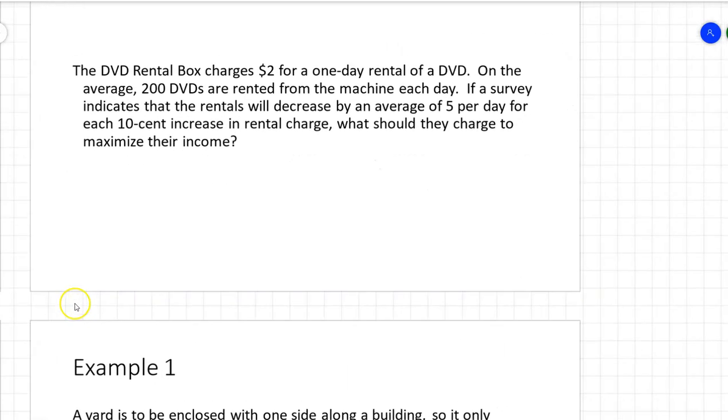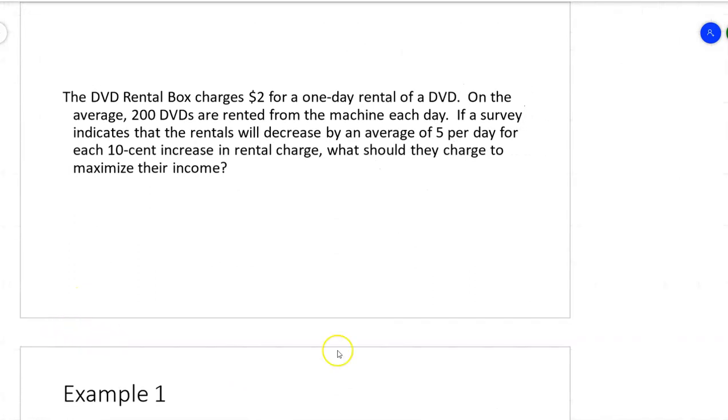All right, this one goes back to the days when you used to rent DVDs out of a DVD box, but the premise applies to other situations too. So the idea is if they charge $2 for a 1-day rental, on average they're going to rent 200 DVDs from the machine. Now, if they raise their price, they'll make more money, but fewer people will buy them.